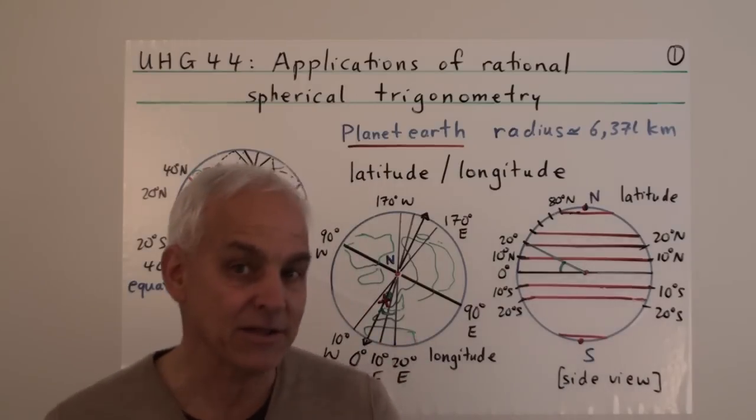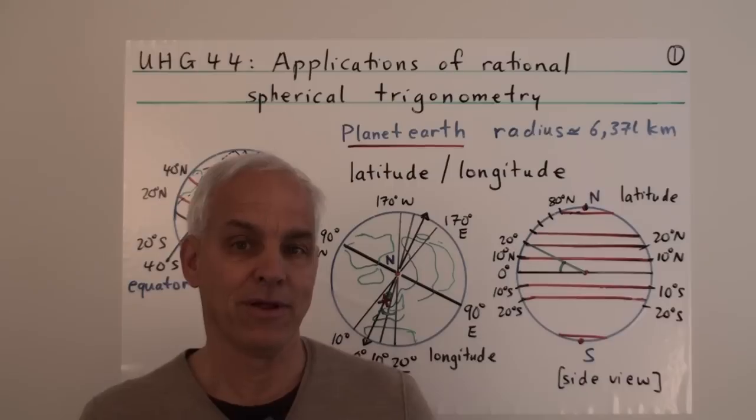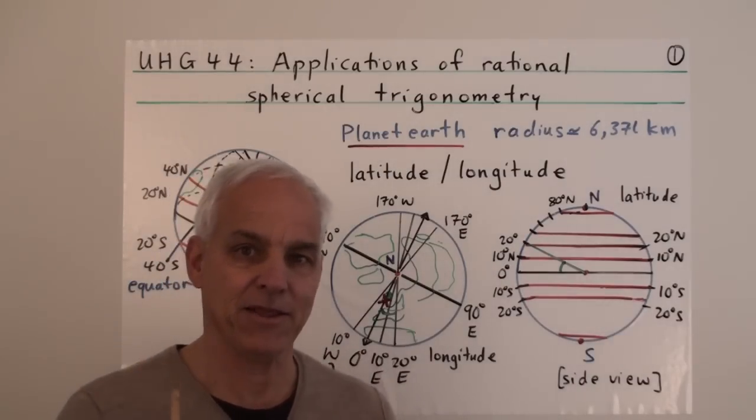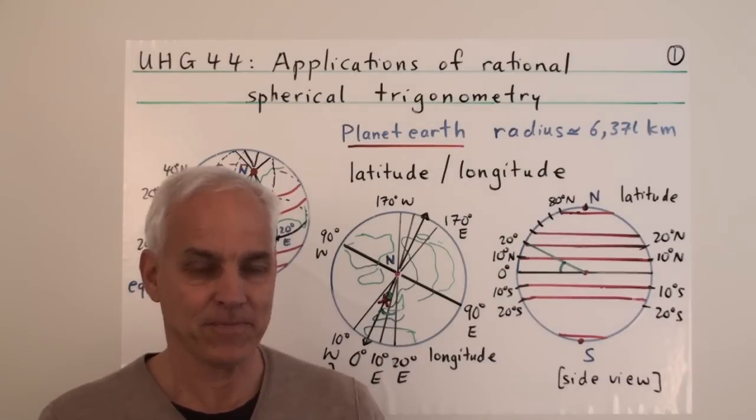We'll look at it from the classical point of view and also from the point of view of rational spherical trigonometry, and we'll see the vast superiority of thinking about things rationally.